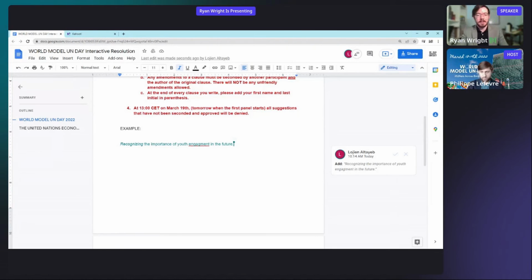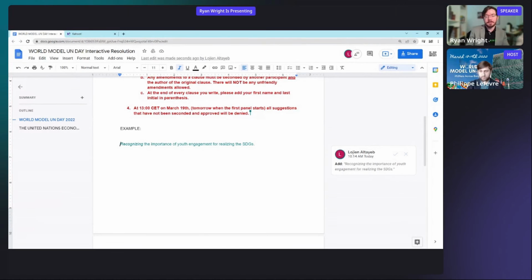All right, yeah, that's a nice little short preambulatory clause. And there's a lot of room there. Perfect. Perfect. Recognize the importance of youth engagement in realizing the SDGs.